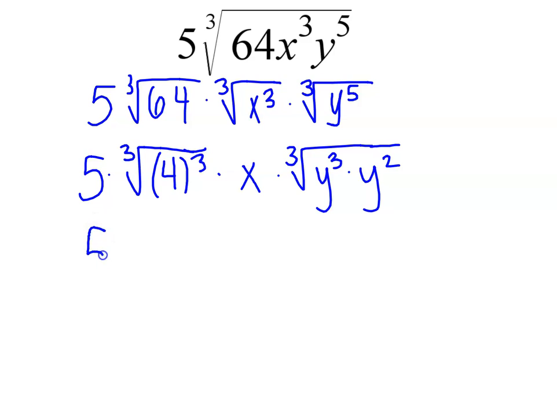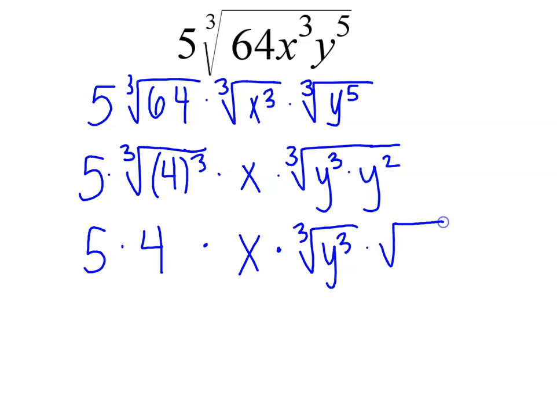All right, so now let's simplify. That 5 is just going to stay out front for now. The cube root of 4 cubed would be 4, because 4 is the cube root of 64. We have 5 times 4 times x, which is already simplified. Now we're going to separate this last radical into the cube root of y cubed times the cube root of y squared.